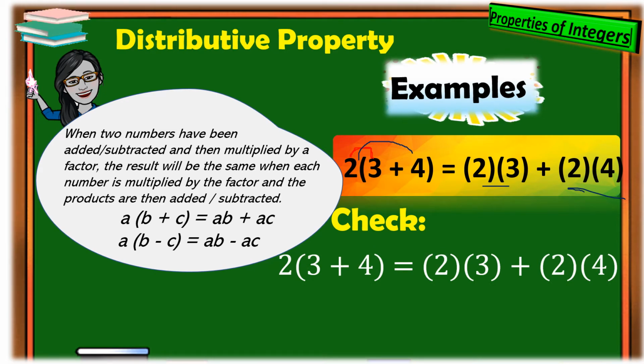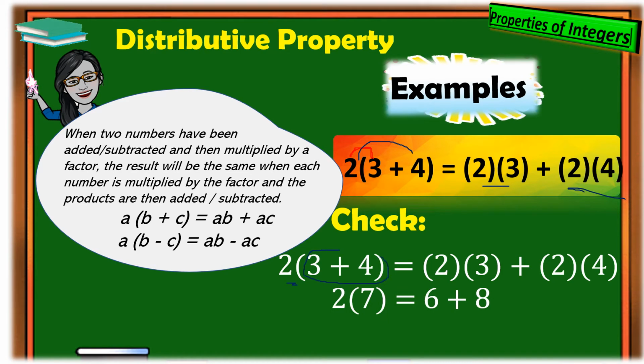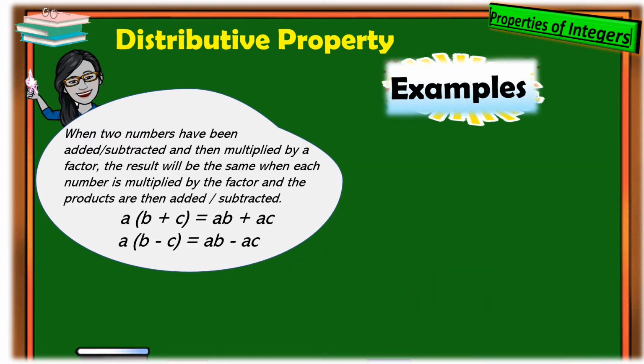value? Tingnan natin, ha? So, dito, si 2 times 3 plus 4, that will become 2 times 7. Okay? Dito, 2 times 3 is, what? 6. Then, 2 times 4 is 8. Equal lang ba sila? 2 times 7 is equal to 14. Tapos, 6 plus 8 is equal to 14. So, pareho lang pala. Okay? So, you can use this property. Okay? Especially sa ating mga future lessons. Okay? Next, we have another example.